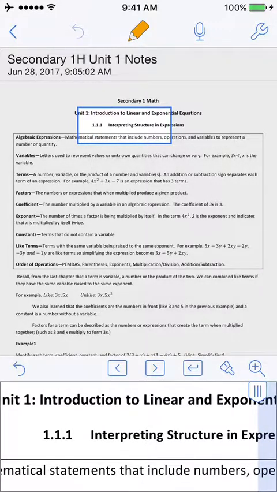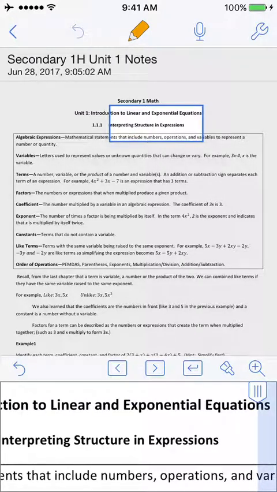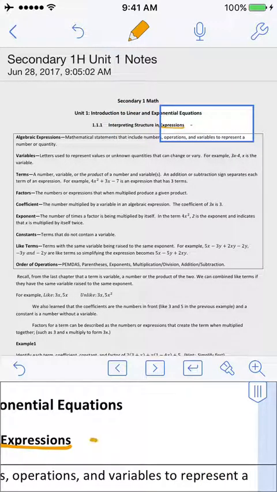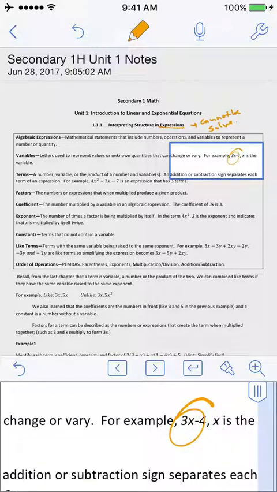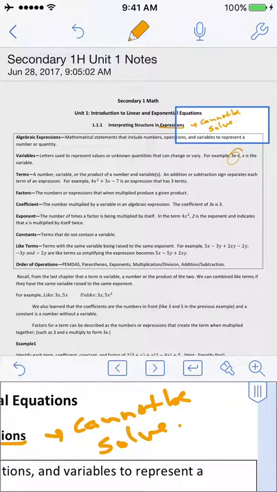We're going to start off with interpreting structure in expressions, okay? So we're going to start off with building expressions. Remember, an expression is something that cannot be solved. Now that doesn't mean you can't build one, right? It just means stuff like 3x minus 4. It means stuff like 2x plus 5, 3 to the x, right? You don't hear me ever saying the word equals. It's equations that have equal signs. Equations can be solved. Equations have answers. Expressions just end up being mathematical statements, okay?